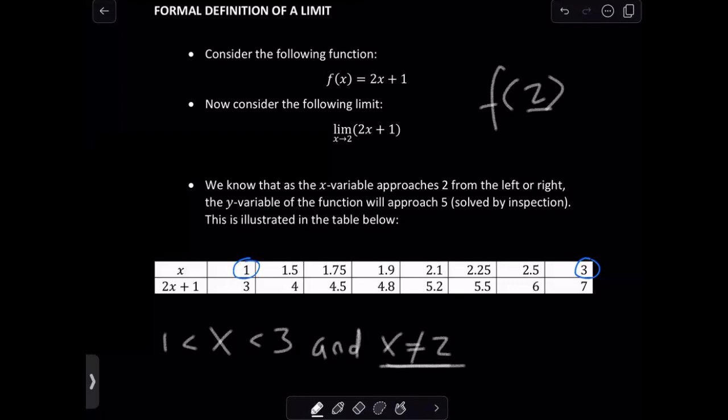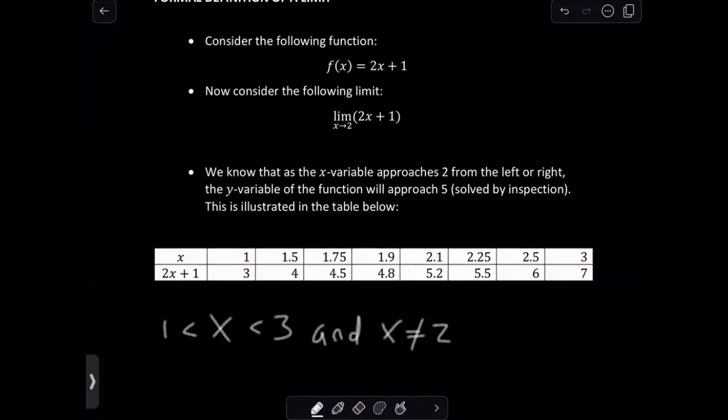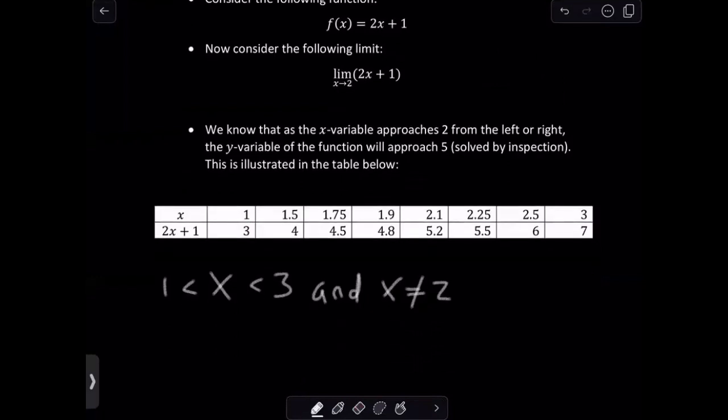I'm concerned about what happens when x approaches 2, not when it equals 2. So I'm concerned about all of these values here, not when x equals 2 exactly. I'm concerned about all the other values approaching 2. Okay, so we have that. Let's get this out of the way. So we're assuming that x is between 1 and 3, and x is not equal to 2. What does this mean for the y value? This all is going to imply something.